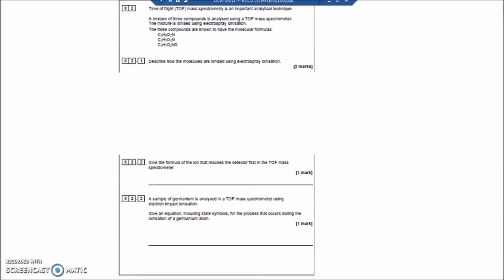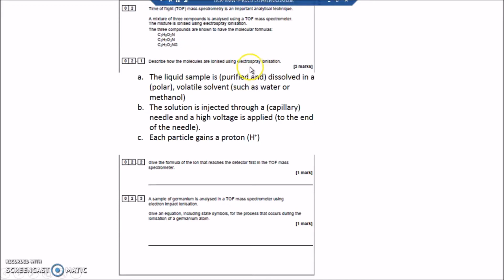Question 2, we've got time of flight mass spectrometry is an important analytical technique. We've got a mixture of 3 compounds analysed, and we've got the formula of each of the 3 compounds. First of all, describe how the molecules are ionized during electrospray ionization. So there's 2 kinds of ionization. There's one where you just use electron impact, use an electron gun. It just removes an electron physically.